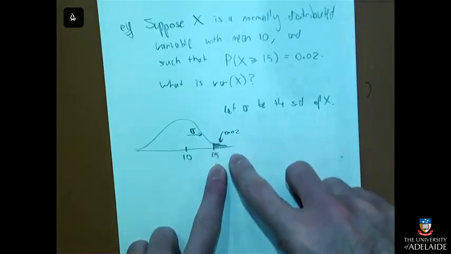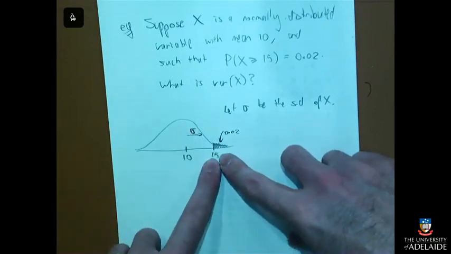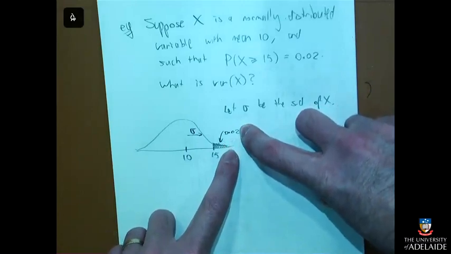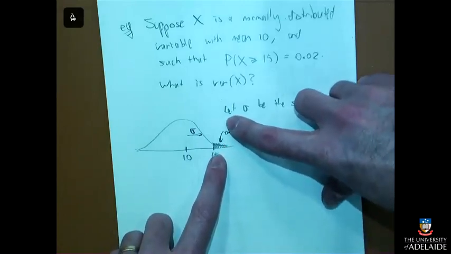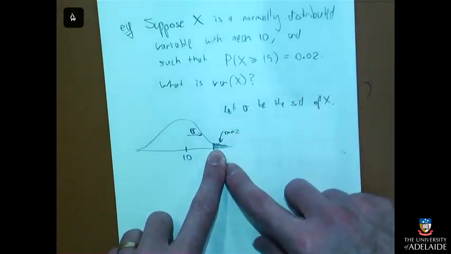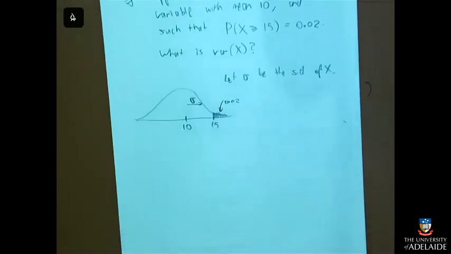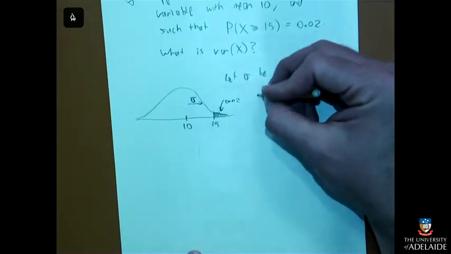So I could use p-norm, if I knew what the standard deviation was, to figure out the 0.02. And if I knew what the standard deviation was, I could use q-norm to take the 0.02 and figure out what the 15 is. But I don't have any way of getting R to tell me what the sigma is. But that's okay. I just need to make a new random variable whose standard deviation is one that I know.